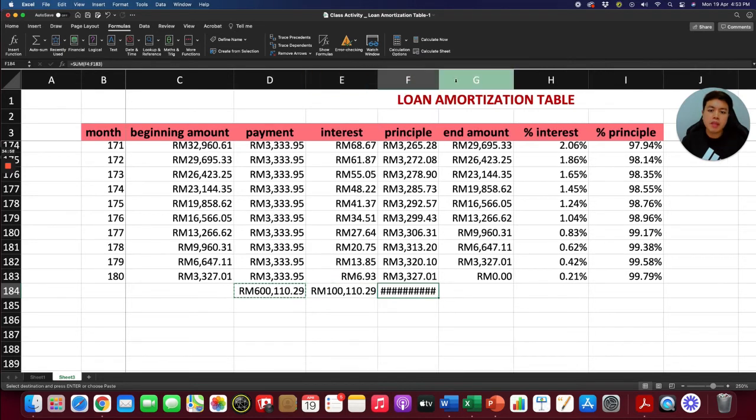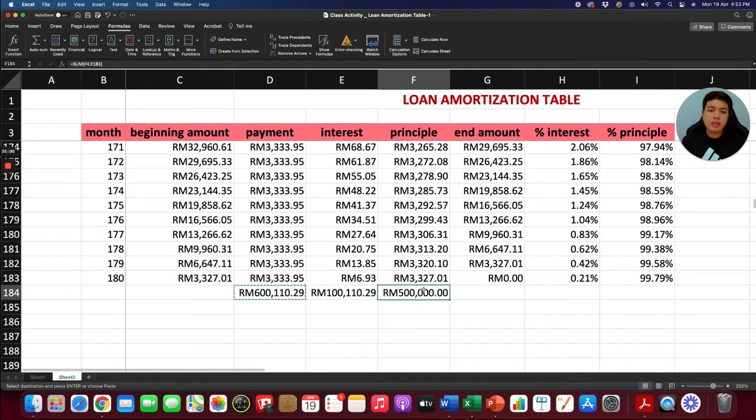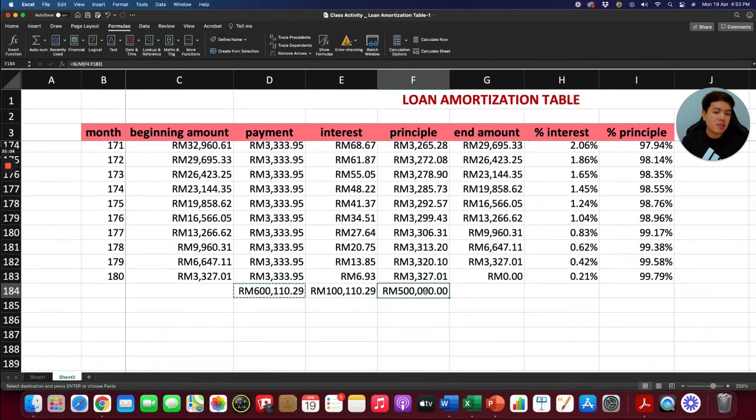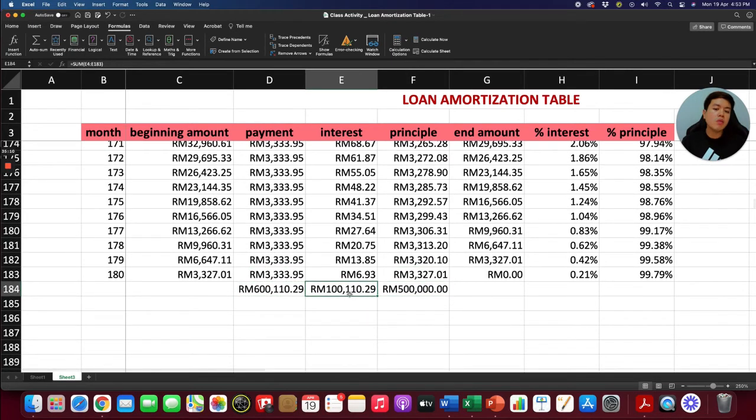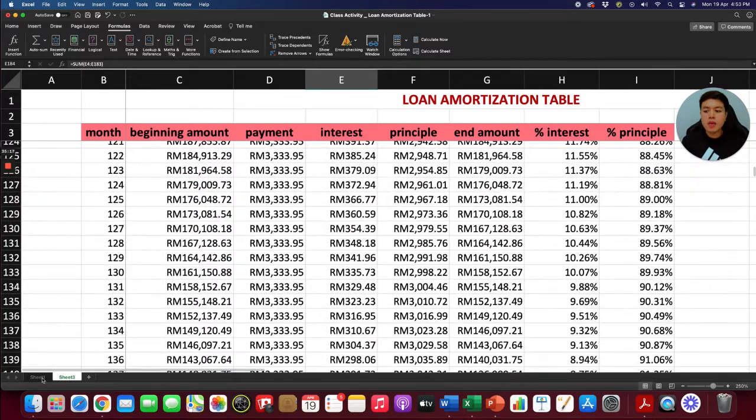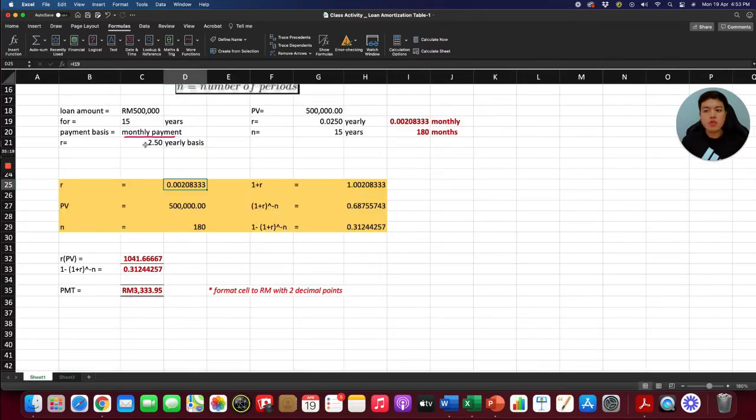Because it copied the formula. So here, principal should be the same, the original loan amount, 500,000 ringgit. Alright, it should be 500,000 ringgit. So your interest is actually 100,000 ringgit, 110.29 cent. So this is the interest rate. If you borrow money from the bank, here the interest rate is 2.5%.